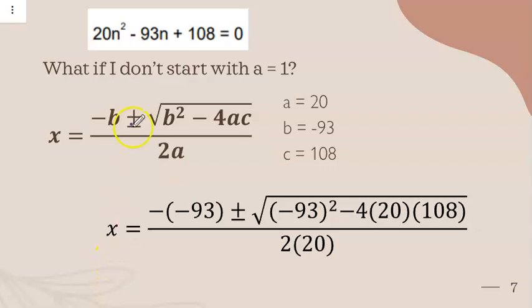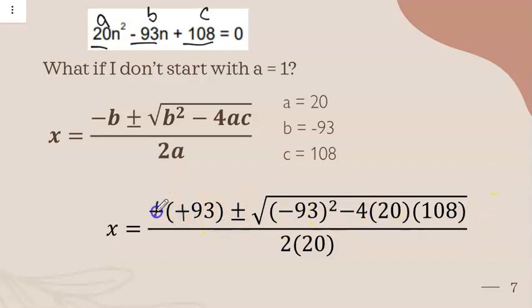Now, if you need to know what happens when it doesn't have a 1 in front, like 20, let's go ahead and just keep going real quick. We would still have the same thing. A equals 20, B equals negative 93, and C equals 108. So we still have to keep the same information. It's not going to change. My A is still here, my B is still here, and my C is still here. I'm still going to run it through this formula.